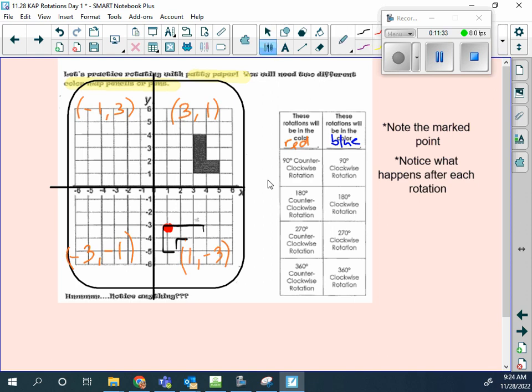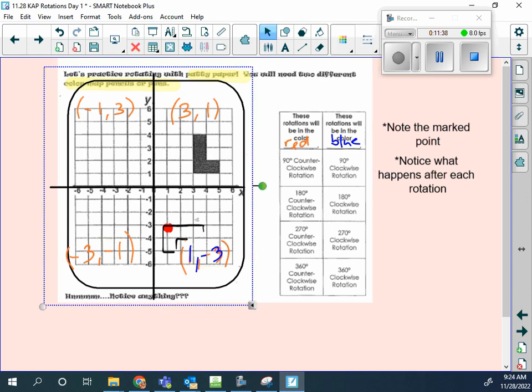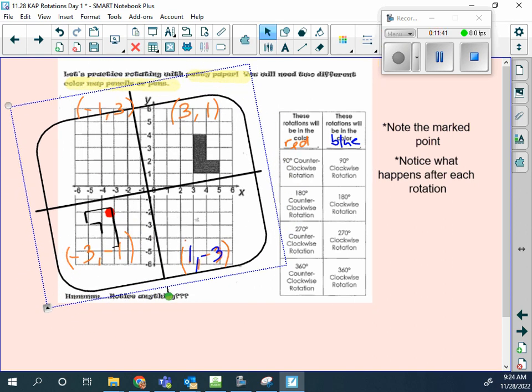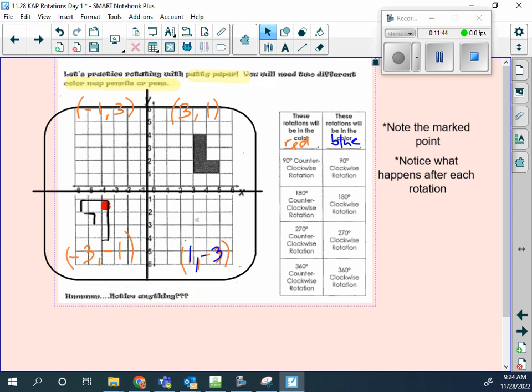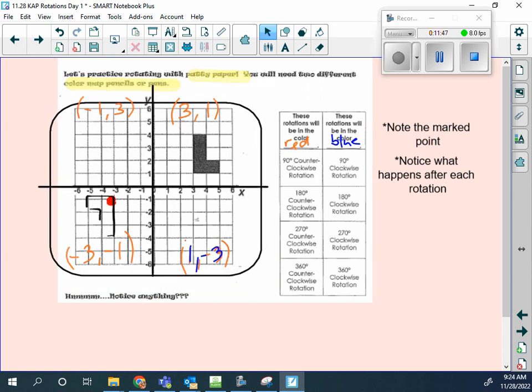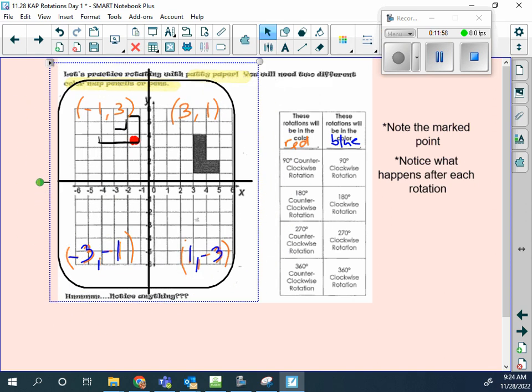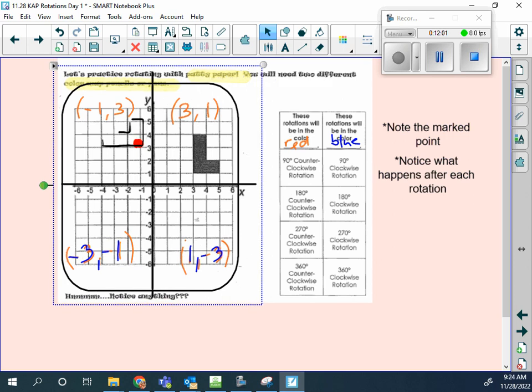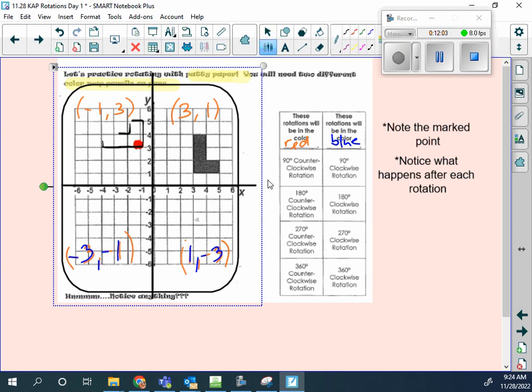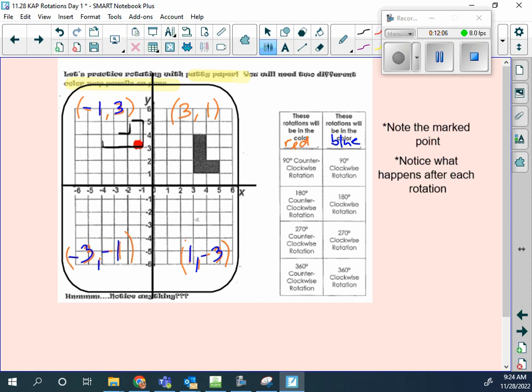And now, where is it? It's still at 1, -3, correct? Okay. And we rotated it again. Line it up. What is it? -3, -1, right? And when we rotated it again, what did we get? -1, 3.